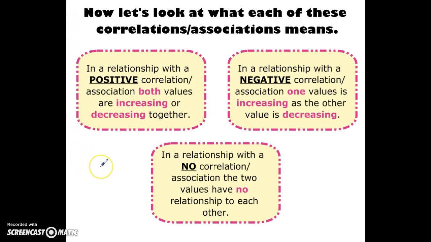Positive correlation is that they're going to increase or decrease together. Negative is that one increases when the other decreases, and no correlation is when they have no relationship to each other. We're going to do some examples so you have something to write down in the example box.